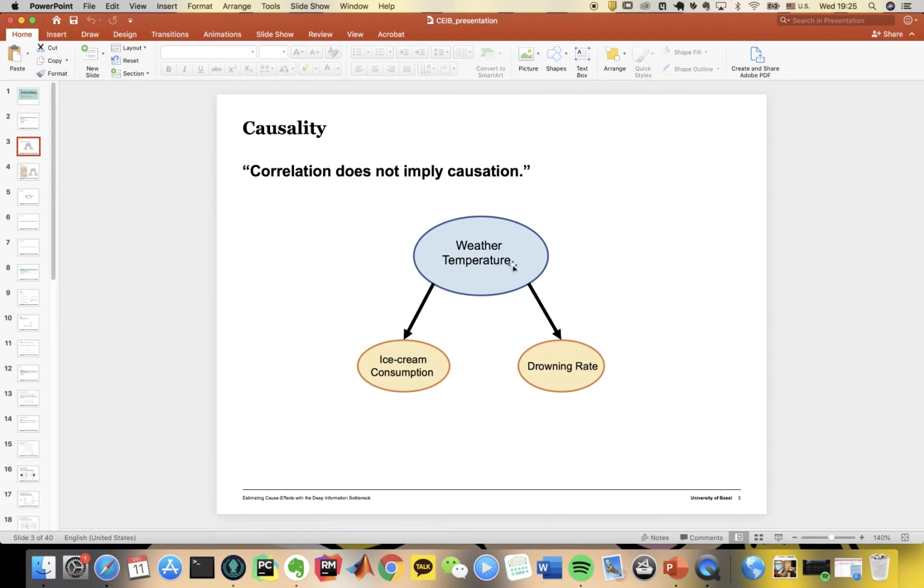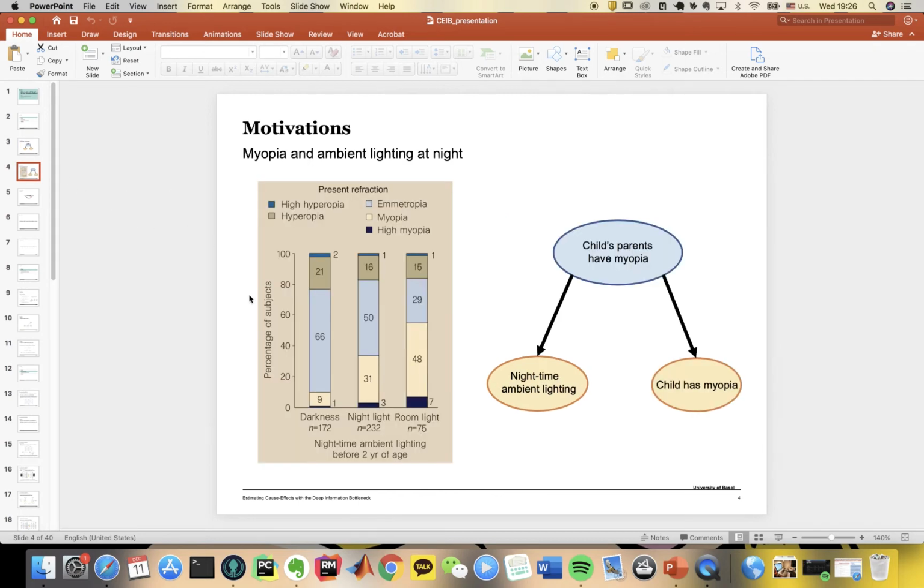During the summertime, people are more likely to go buy ice creams and they're more likely to go swimming. So the weather temperature, which is the hidden variable influencing both events, we call a confounder or confounding variable. That means there's a strong correlation between these two events, but actually there's no causal link in between.